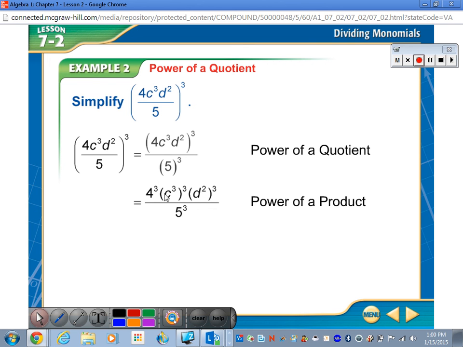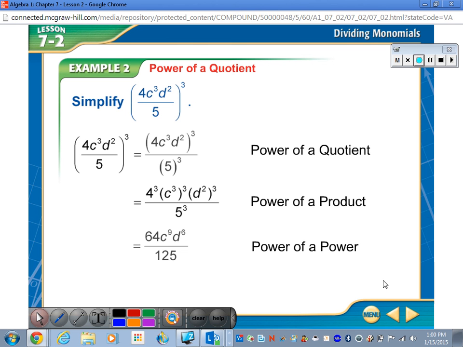So notice you have 4 to the third, c to the third raised to the third, and d squared raised to the third, and then 5 to the third, okay? So you end up with 4 to the third, which is 64. On your calculators, it's going to be 4 caret key 3. And then here it's 5 caret key 3. Enter after each one. And then 3 times 3 here is the 9 you get here, and 2 times 3 here is the 6 you get here.